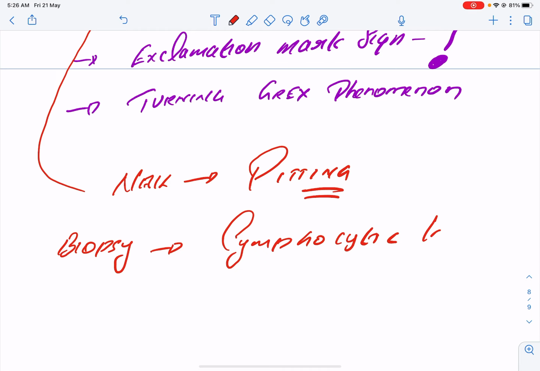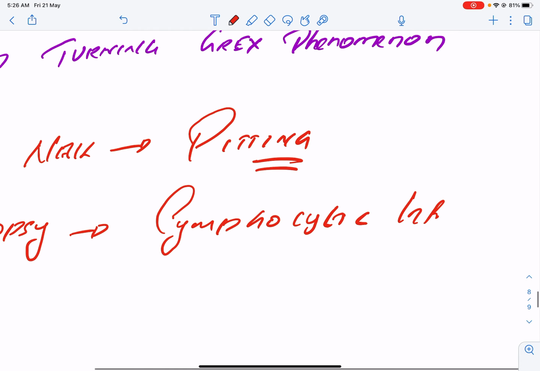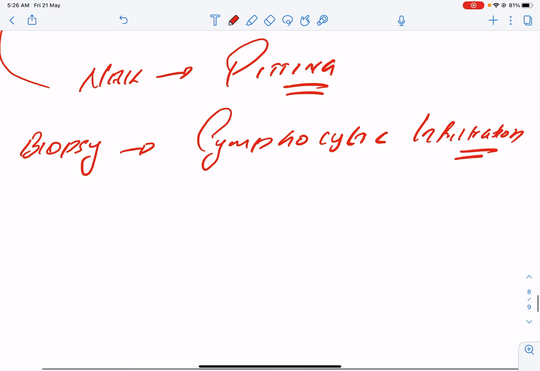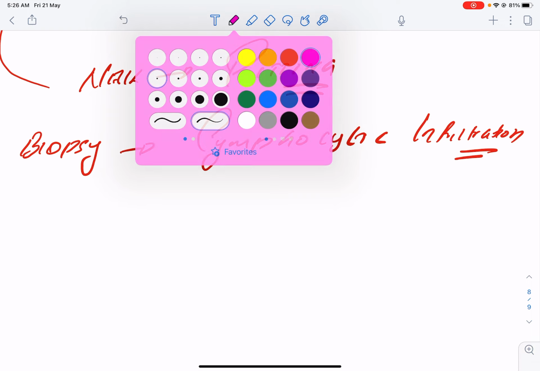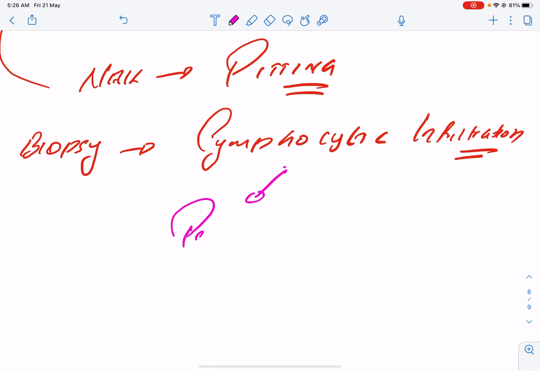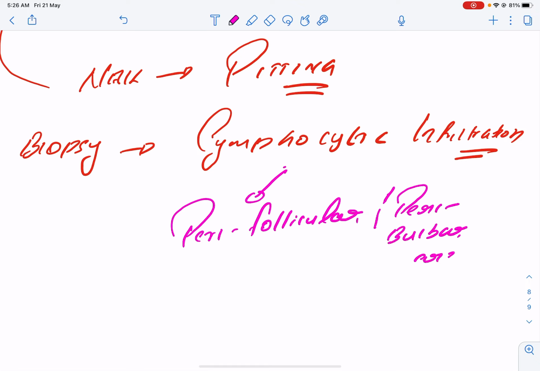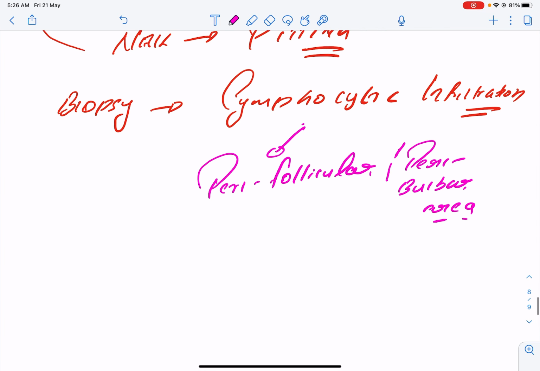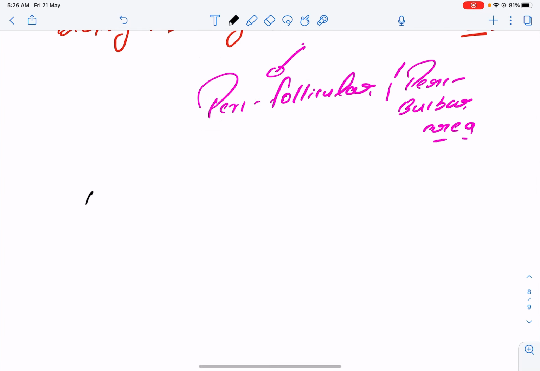Lymphocytic infiltration. That is seen namely in the perifollicular or in the peribulbar area. As it is an autoimmune disease, how will you manage them? Of course, we have to use what? Steroids mainly. The steroids we use topically or systemically.